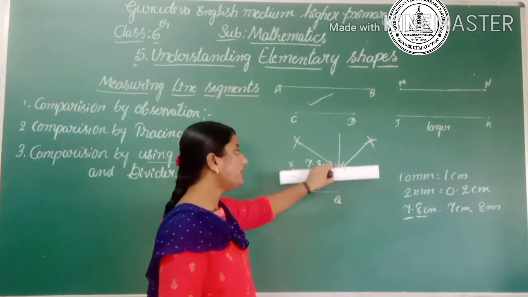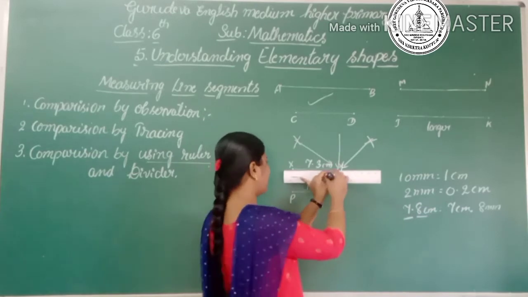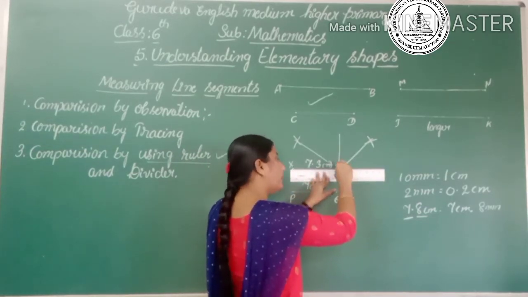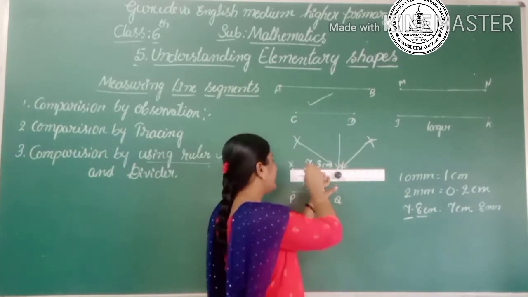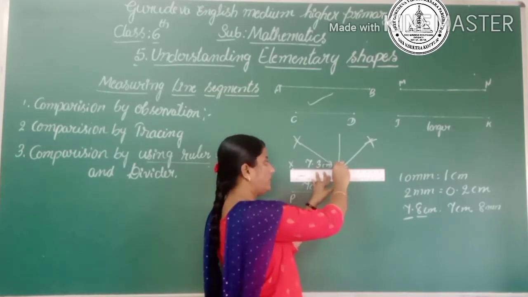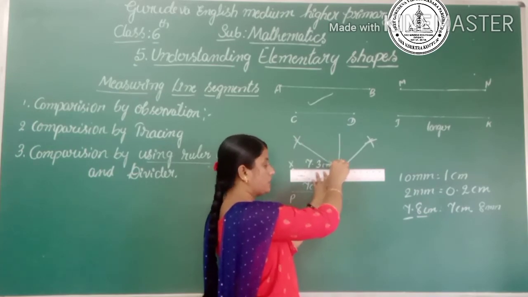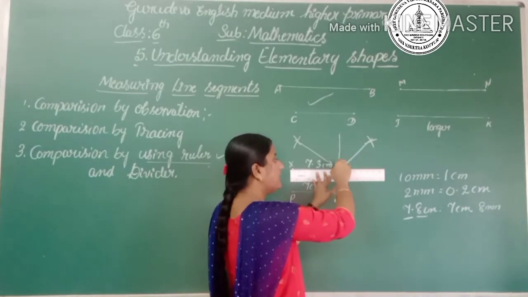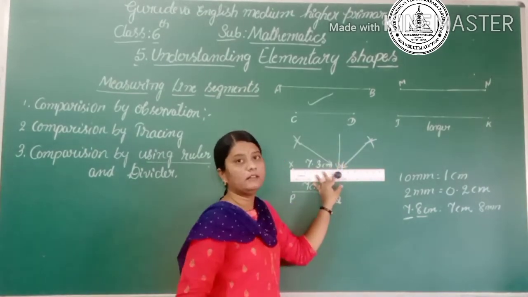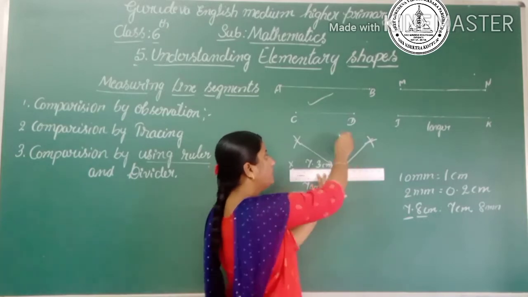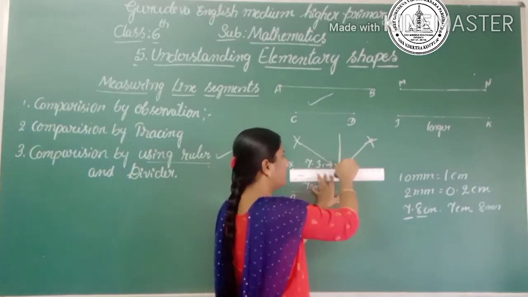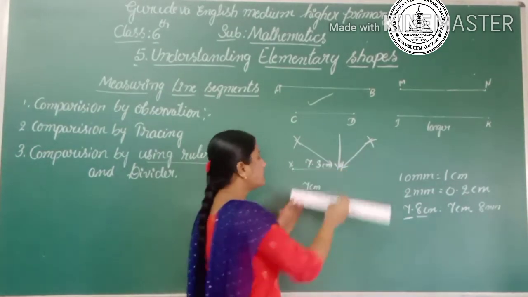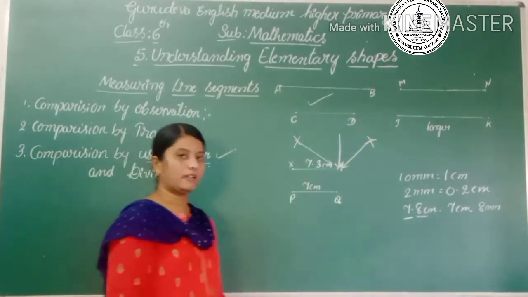Okay. So to avoid this error, if you look at these two wrong positions, you will get the length of the line segment as 7.5. If you look at this position, you will get 7.5, and if you look at this position, you will get 7.1 centimeters. So we have to position our eye vertically to read the length of a line segment on the ruler. Okay, yes. So sometimes it will make an error.